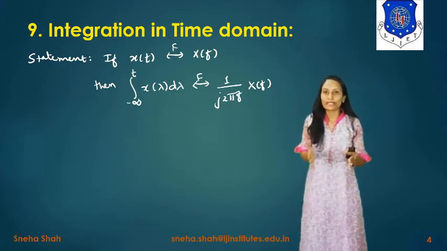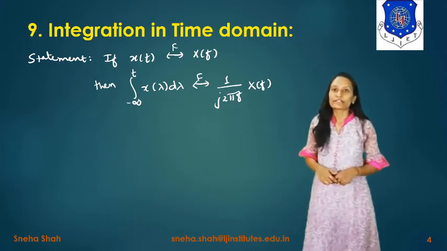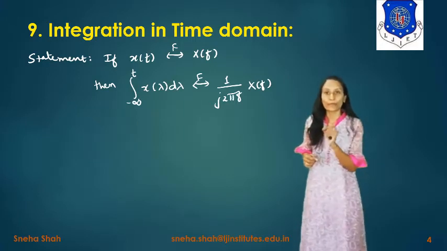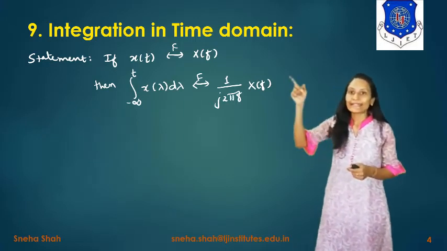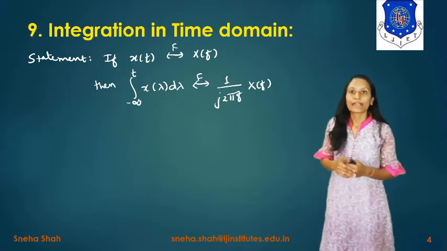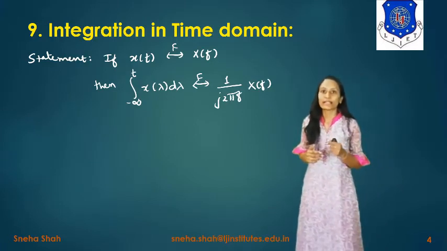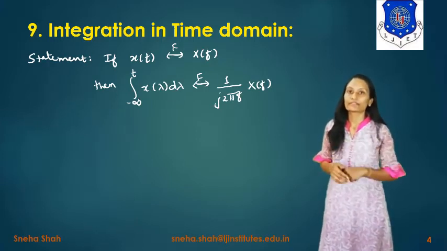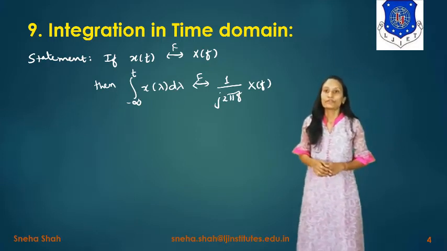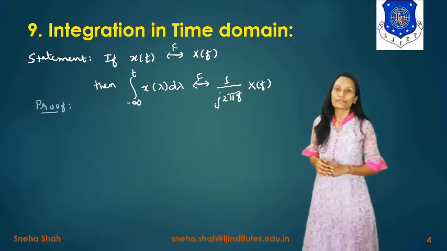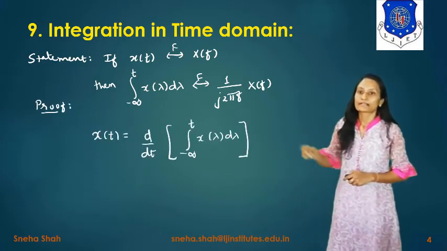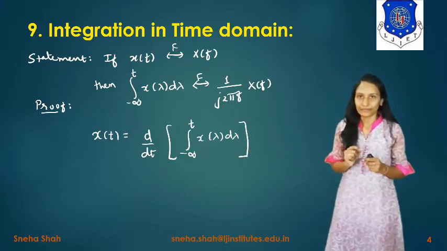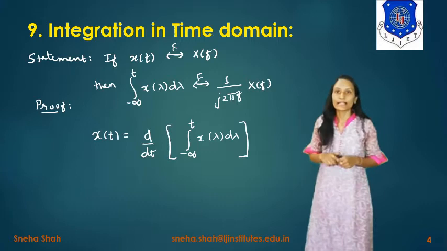You have to remember this: if we are differentiating the input signal, then we have to multiply X of f with the j 2 pi f factor. And if we are integrating the input signal, then we have to divide X of f by the factor j 2 pi f. It is the inverse of differentiation, right? Now to prove this property, suppose I take integration and then differentiation, it will nullify the term. So it will give you the original signal x of t, right?